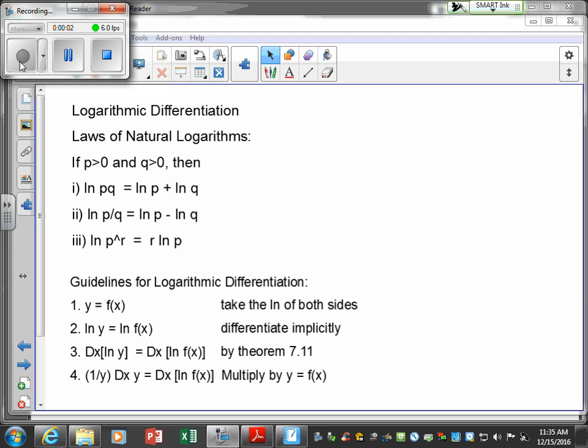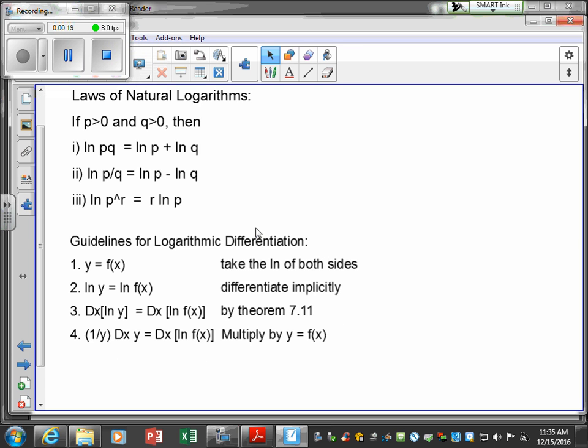Alright, next we're going to take a look at logarithmic differentiation. So just a reminder of our laws of natural logs. These are just our properties. If you have the natural log of a product, you can rewrite using addition. If you have a quotient, rewrite using subtraction. You have your power rule.